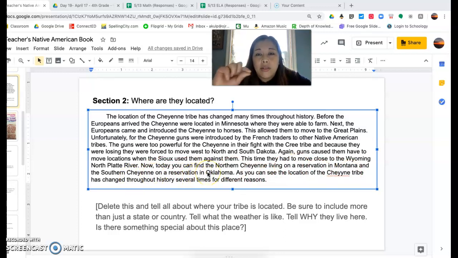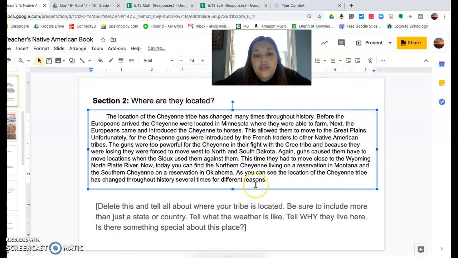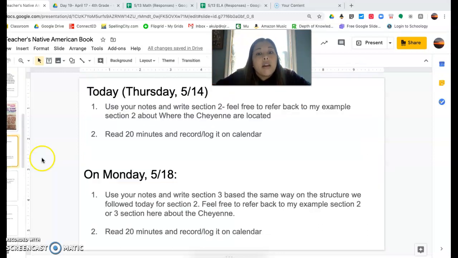You can see how I combined those last two facts there from my first set of notes here into one sentence. Then I'm ready for my conclusion sentence. And I thought about, really, this whole section was how their location changed several times. So I could start by saying, as you can see, the location of the Cheyenne tribe has changed throughout history several times for different reasons. Wraps it all up. It's reminding the reader what they learned in this section, and it connects back to my topic sentence. You can see it connected back to that topic sentence, okay?